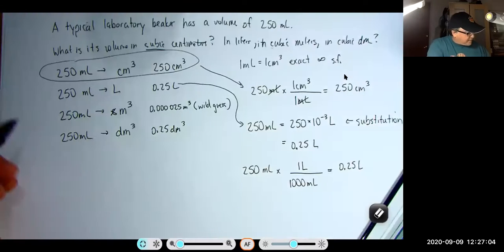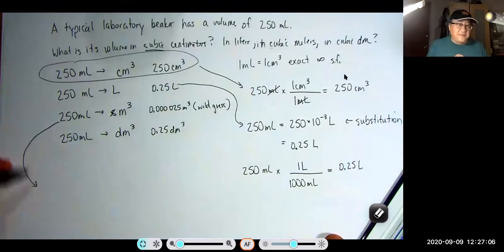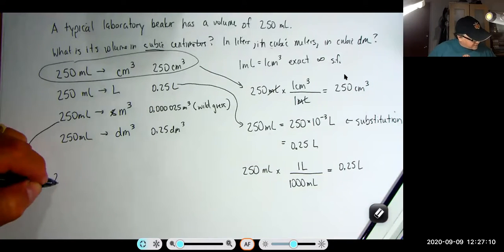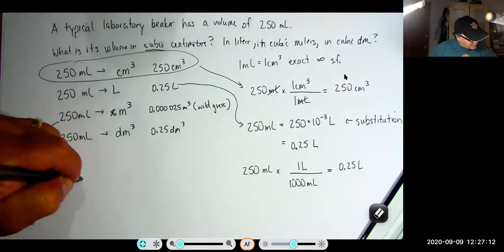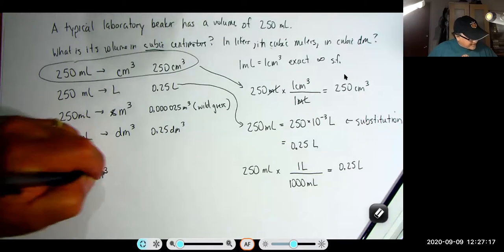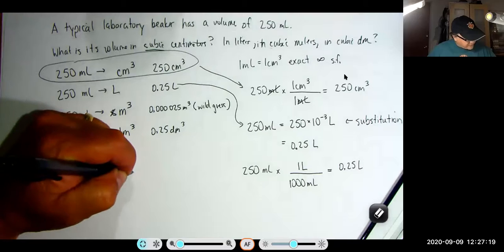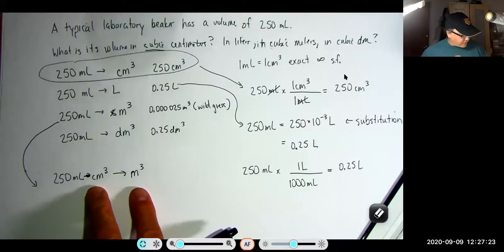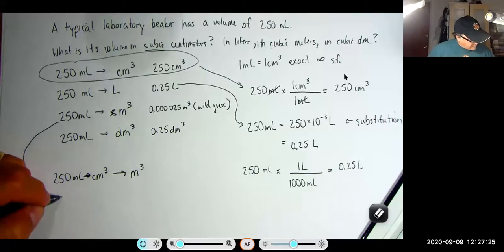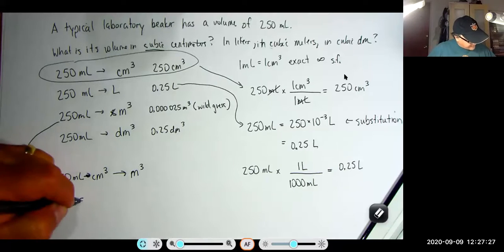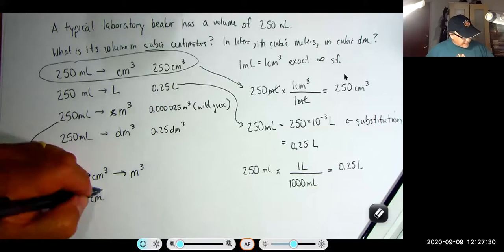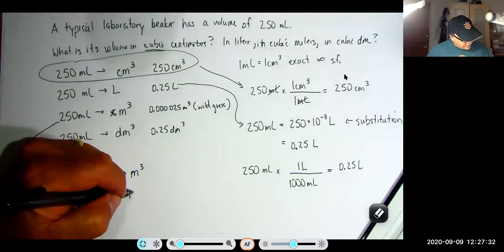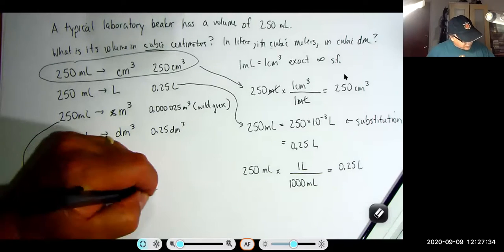Great. Now, what about this one? 250 milliliters to meters cubed. Well, I know I can go from 250 milliliters to a centimeter cubed, and then I think I can go from a centimeter cubed to a meter cubed because I know something about centimeters and meters. So here's what I know. I know that 1 milliliter is 1 centimeter cubed, and I know that 100 centimeters is 1 meter.